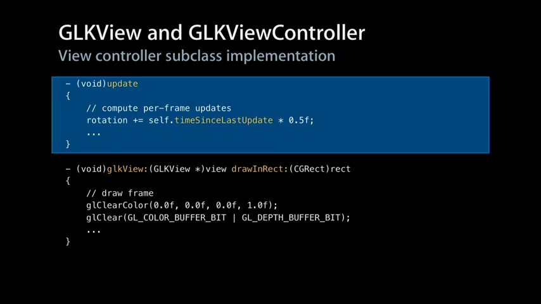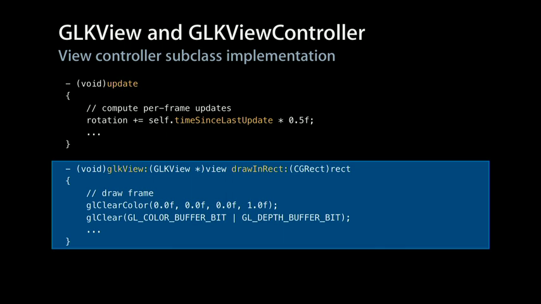And all that we have to do now to render our scene is to implement our update and draw methods. Update is where we calculate any per frame updates. In this case, I'm getting the time since the last update from the view controller and using that to calculate some rotation value. And then here's my draw method, glkView:drawInRect. Before this is called, your context will be made current and the frame buffer will be bound. So now you can just start making regular OpenGL calls to draw this particular frame. And after it's done, we'll call presentRenderbuffer and present that to the user.